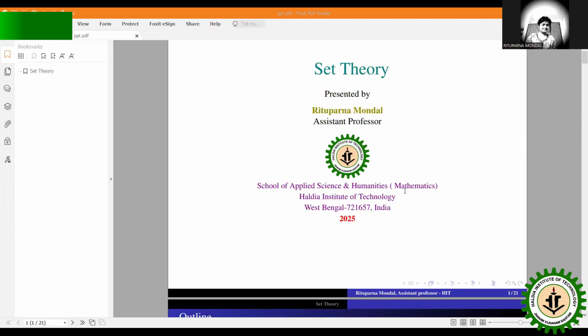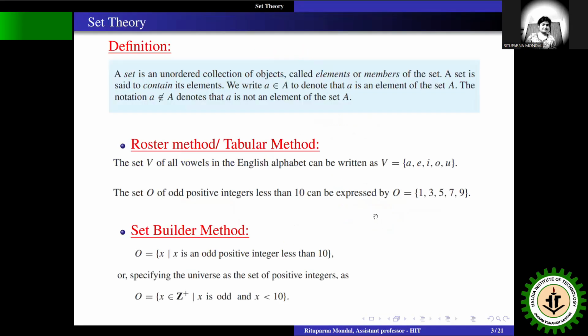Today, we are going to discuss the topic set. Now, set theory is a branch of mathematical logic that studies sets, which are collections of objects, and these objects are called elements or members of the set. For example, if we take the set A, which contains the elements 1, 2, 3, one can say that 2 is an element of the set A, but 5 is not an element of that set.